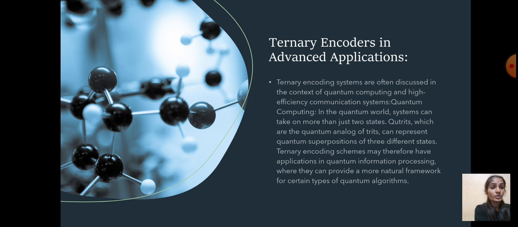Ternary encoders in advanced applications. Here we are going to discuss how ternary encoders are used in advanced applications. Ternary encoding systems are often discussed in the context of quantum computing and high-efficiency communication. Quantum computing: in the quantum world, systems can take on more than just two states. Qutrits, the three-level analog of qubits, can represent a quantum superposition of three different states. Ternary encoding schemes may therefore have applications in quantum information processing, where they can provide a more natural framework for certain types of quantum algorithms.